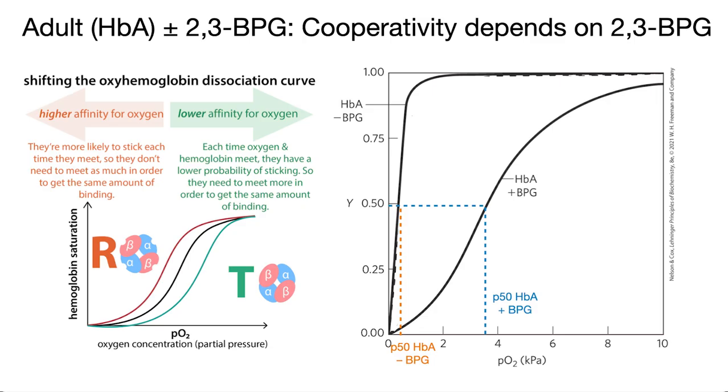Whether you have cooperativity or not, if you shift the curve to the right, that means you need more of it in order to get the same amount of it bound, or you need more of it in order to get half of it bound. So when you see a shift to the right, think lower affinity for oxygen. Think negative modulator. And so BPG is acting as a negative modulator. It's shifting that curve to the right.